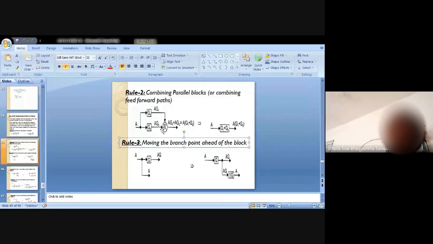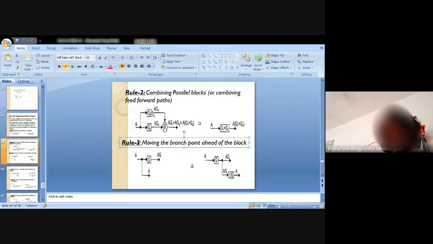Here you can see both these blocks' outputs are directed towards the summing point, so these two blocks are parallel blocks. Whenever parallel blocks are to be combined, they must be added up. Initially, before adding, let us see: the input is A for G2, and the input is A for G1 also. For both G2 and G1, the inputs are A.